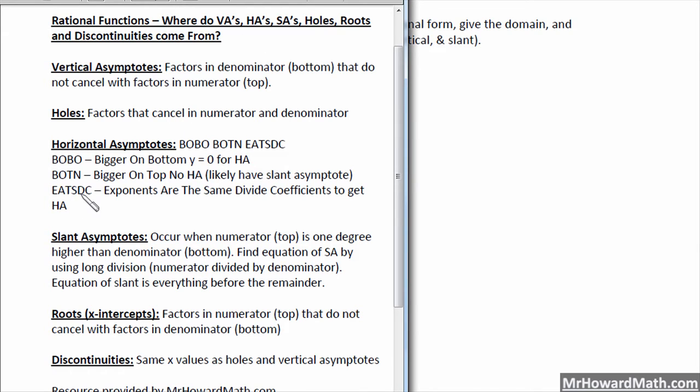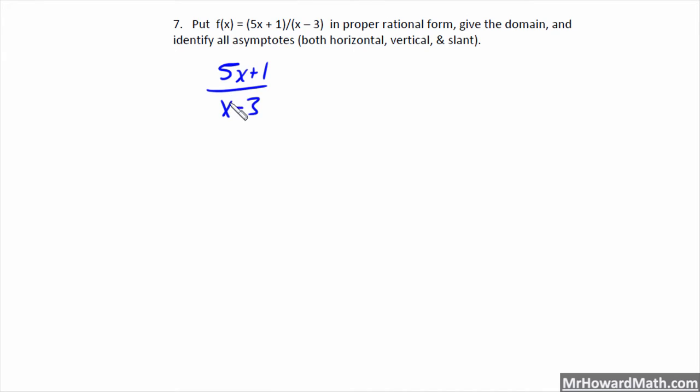The exponents are the same in this case. They're both an exponent of 1, top and bottom, so we divide their coefficients. So that gives us a horizontal asymptote at y equals 5 divided by an implied 1. 5 divided by 1 is 5. So horizontal asymptote at y equals 5. That means, let's list everything. Slant, we're going to have no slant. Vertical asymptote we will have. What else did they want? They wanted horizontals, slants, verticals, and the domain.